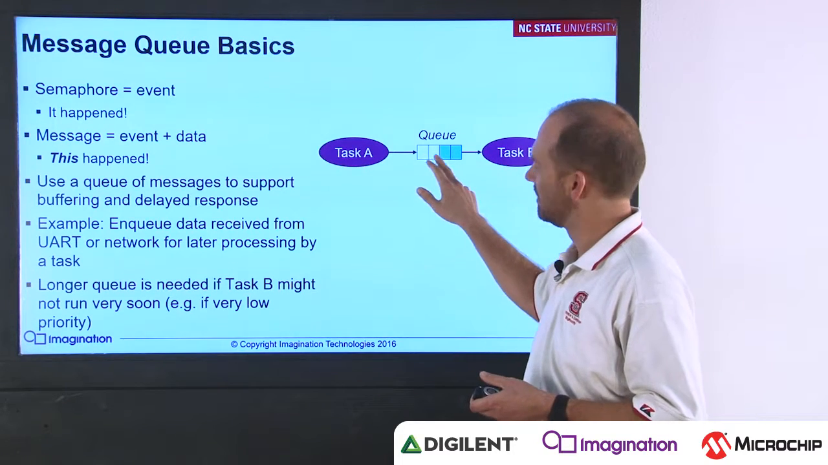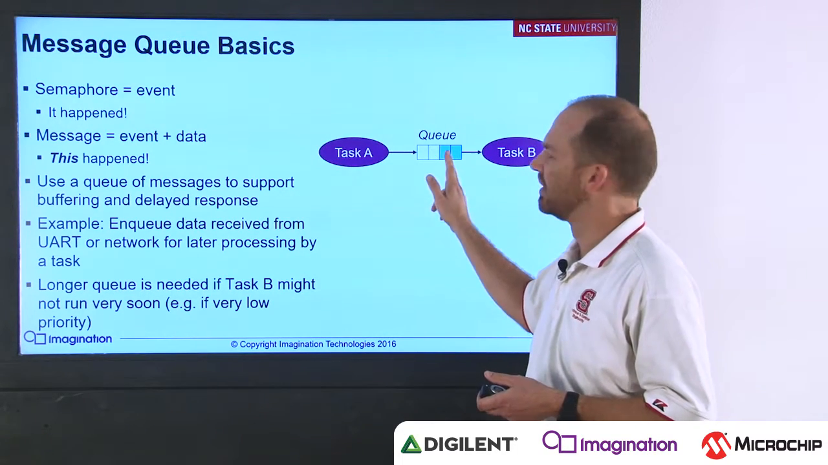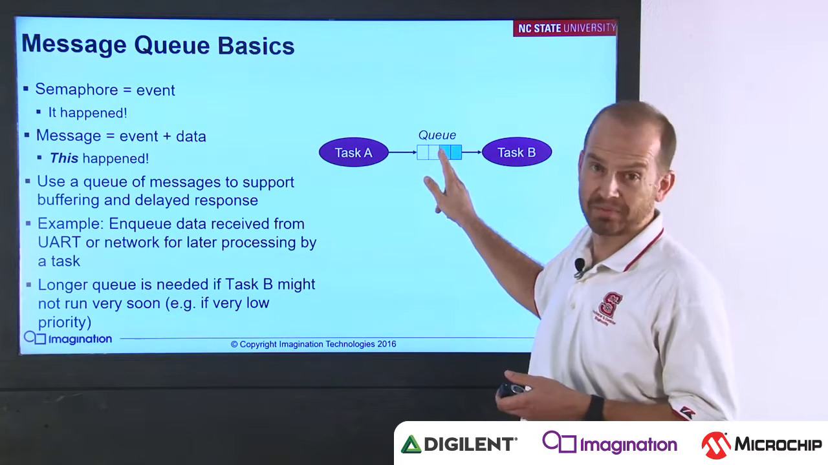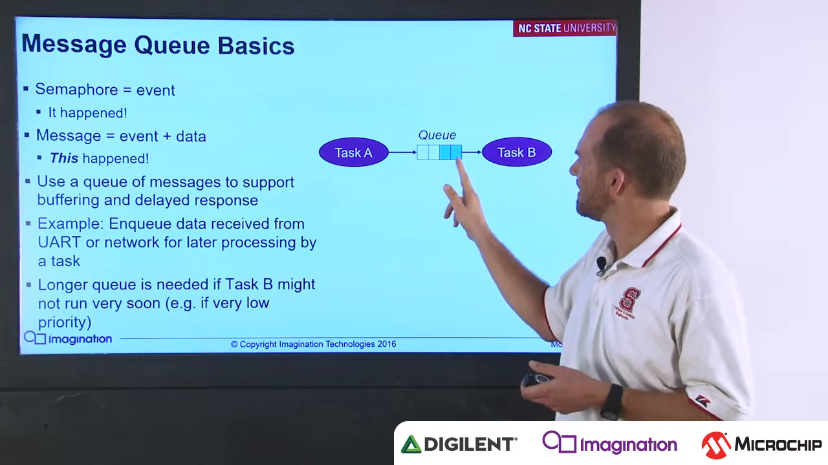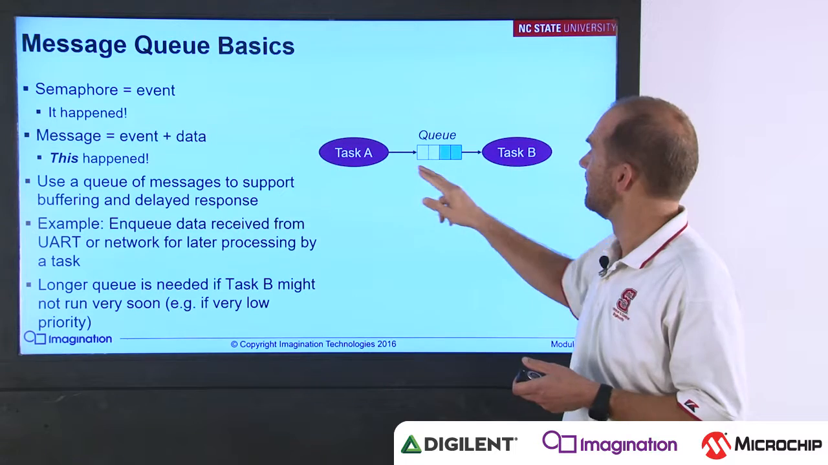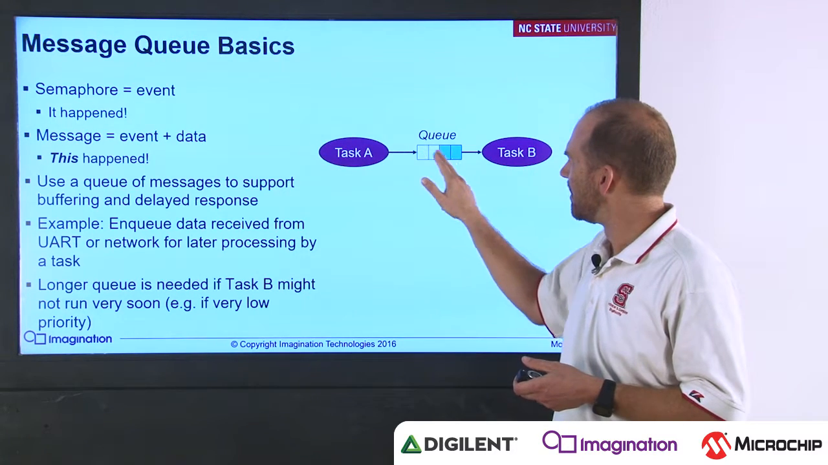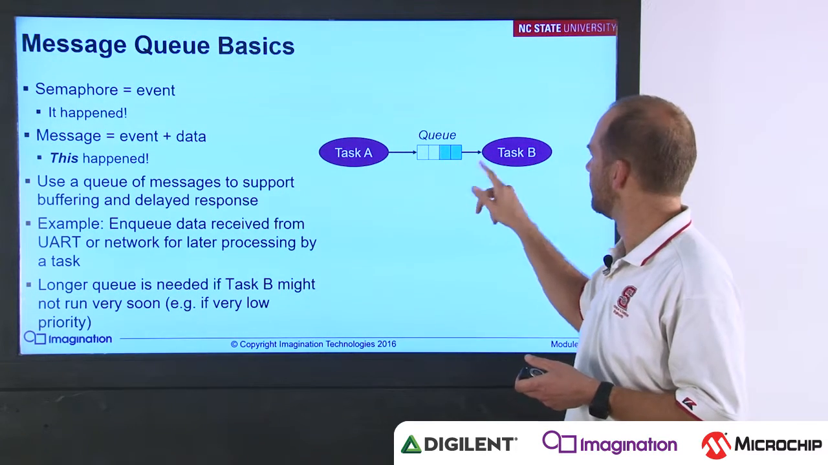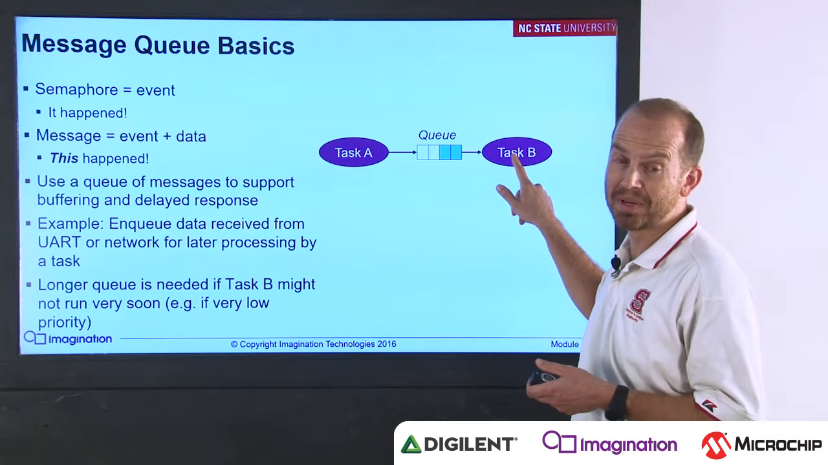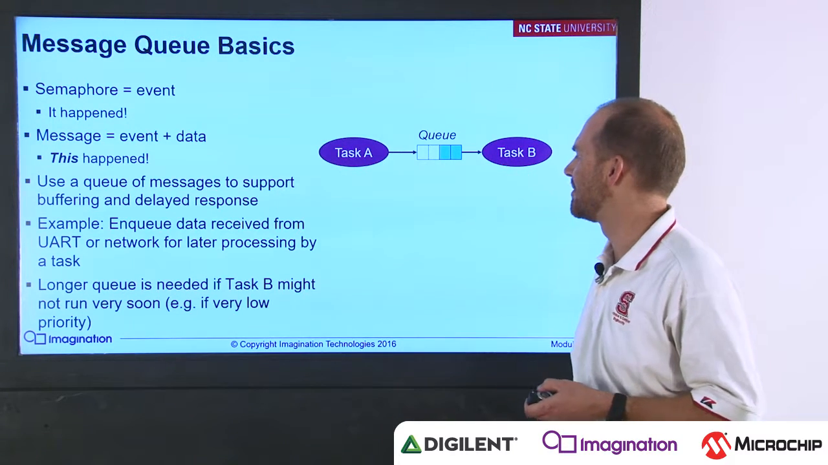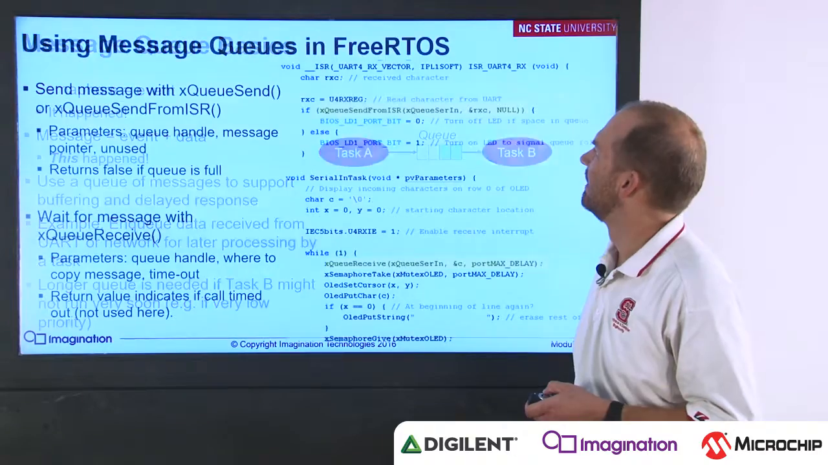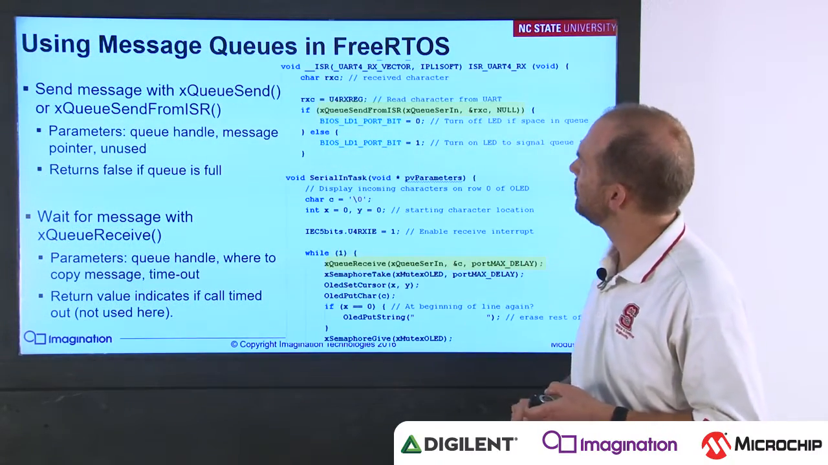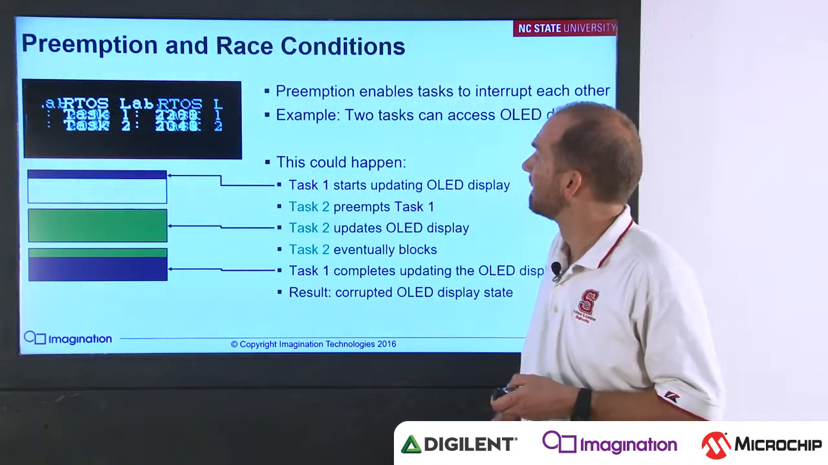And we have a queue of messages so that we can support accumulated work. If it takes some time before this task can run, we can accumulate multiple requests in the queue and make sure we don't lose any of them before task B can execute. We look at how to use message queues in FreeRTOS.